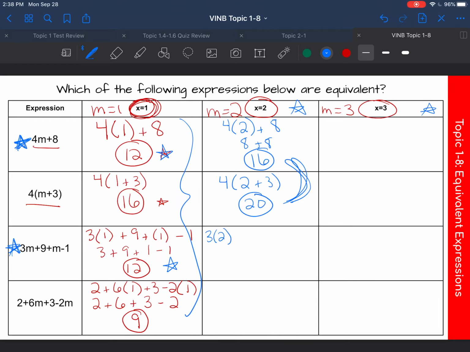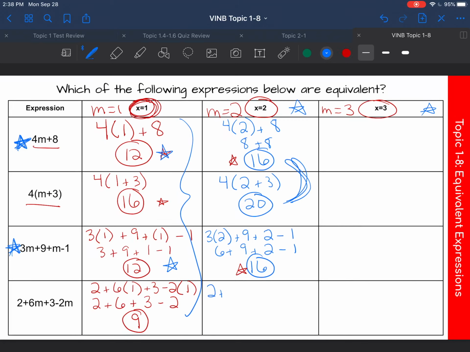Okay? Then we have 3 parentheses 2 plus 9 plus 2 again, minus 1. We're plugging in 2 for m. We solve. We have 6 plus 9 plus 2 minus 1. Then we have 6 plus 9, and we get 15. Plus 2, we get 17. Minus 1, we get 16. So far, they do. I see that 16 and 16, we did get the same answer.